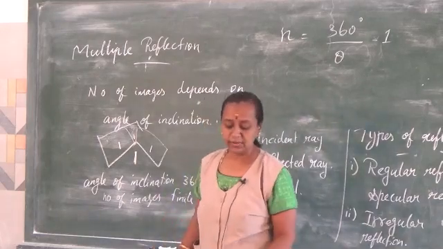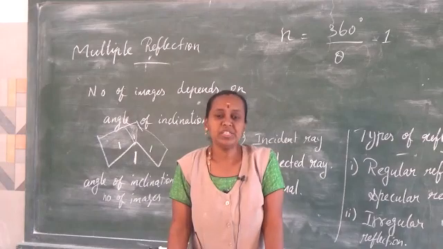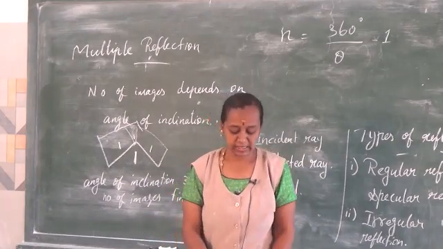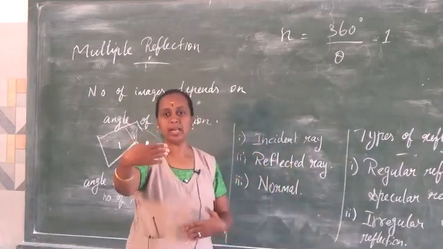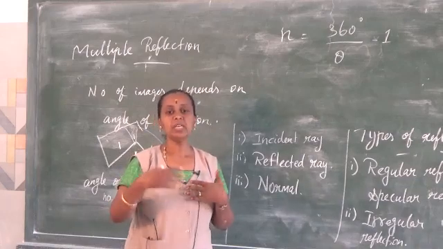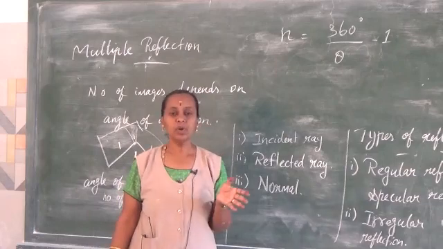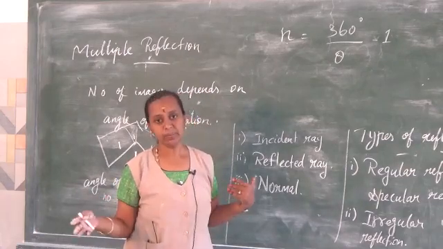Okay, so here I can say that as the number of images increases, the angle of inclination decreases. When the mirrors are parallel to each other, with one mirror here and another at the back, the number of images formed will be infinite. You can't count them; the number of images and reflections will be more.